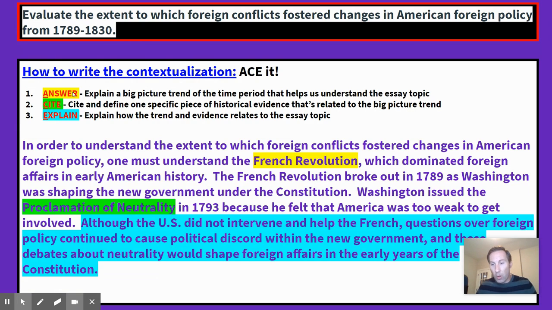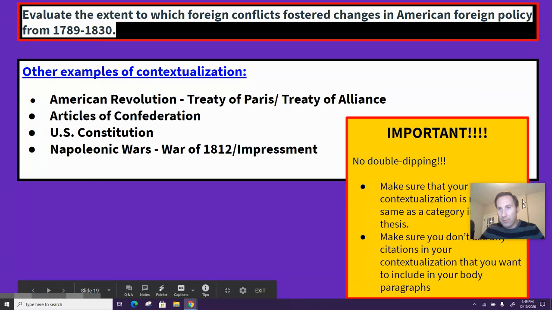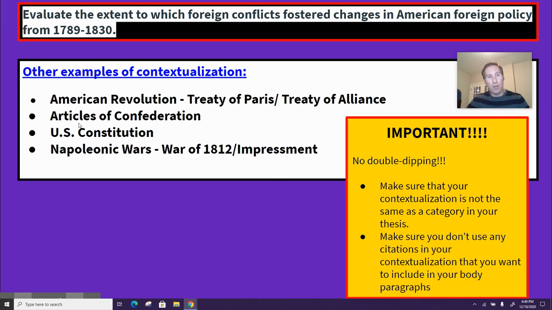Right? Now this isn't the only contextualization that you could have. Here are some other examples, and once again, remember, no double dipping. For example, the American Revolution. I can talk about the American Revolution as long as I explain how it ties back to foreign policy. So maybe I talk about how the American Revolution created an original alliance with the French, the Treaty of Alliance, as it was sometimes known, and that they fulfilled their obligation to us and helped us gain our independence with the Treaty of Paris. And that caused us to feel obligated to them in the 1790s and in the 1800s, therefore influencing our foreign policy.